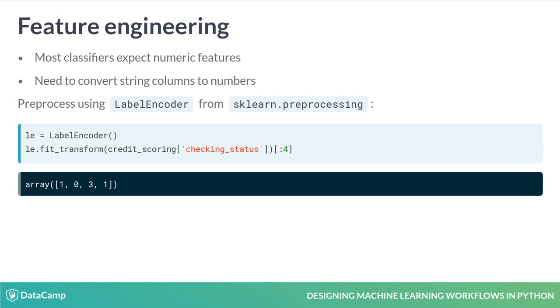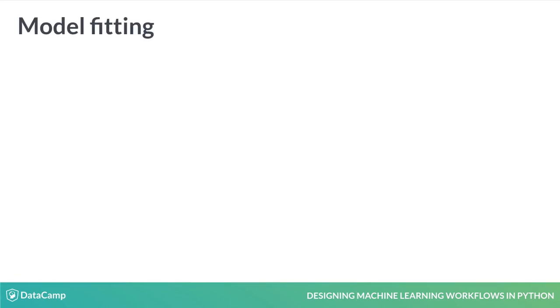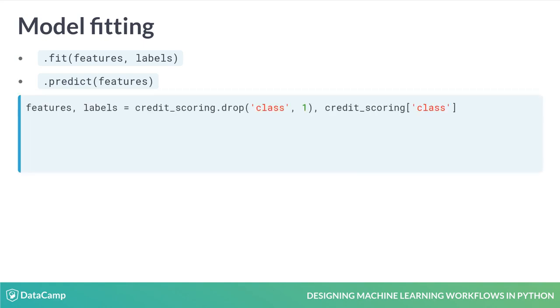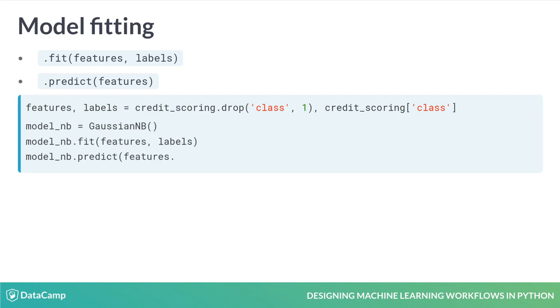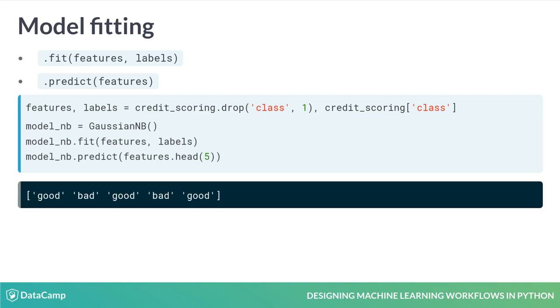You can think of a model as an object with 2 methods. First, a fit method optimizes the model parameters using a labeled dataset. Then, the predict method of a fitted model predicts the labels of new examples. Take the example of the credit scoring dataset. First, split it into a matrix of features and a vector of labels. You can use the drop method to remove a column from a pandas data frame. A Gaussian naive Bayes model fitted to this data predicts 3 out of the first 5 examples correctly.